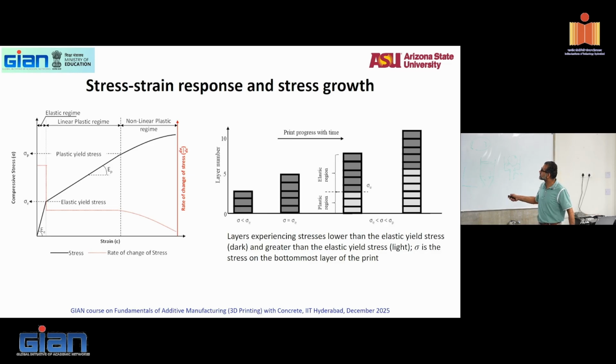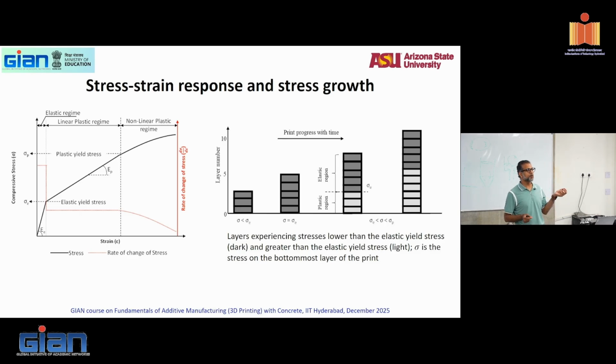While these layers are all under elastic stress, this layer has only the load of 4 above, whereas these guys have the load of all 7 or 8 above, correct? So they have gone to this range. You see that? And with time, you are going to get more and more into the plastic range. So layers experiencing stresses lower than the elastic yield stress are this, and sigma is the stress on the bottommost layer. This is how your print progresses with time.